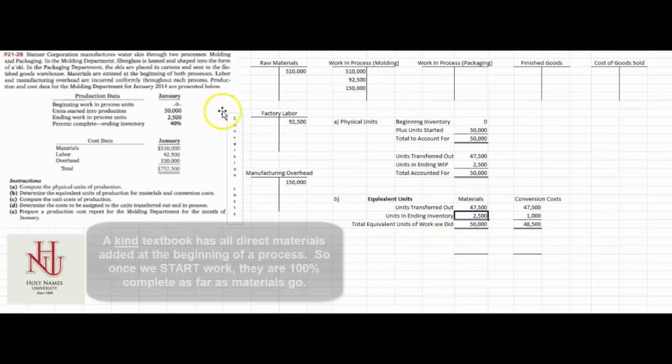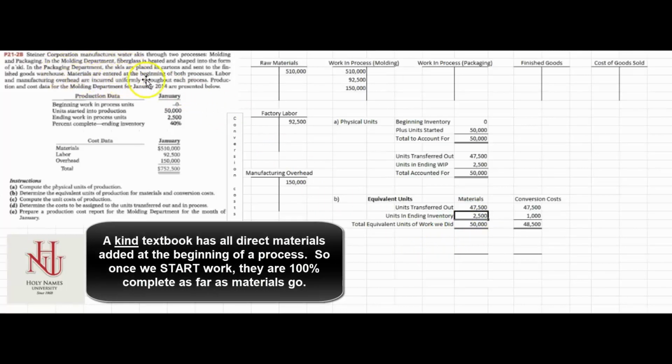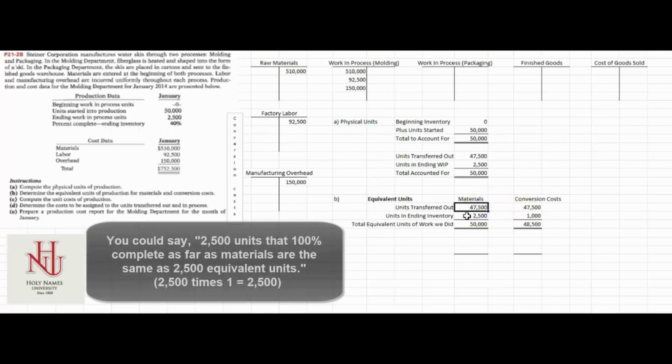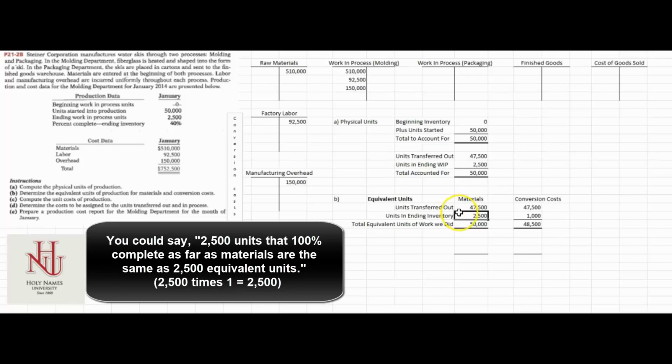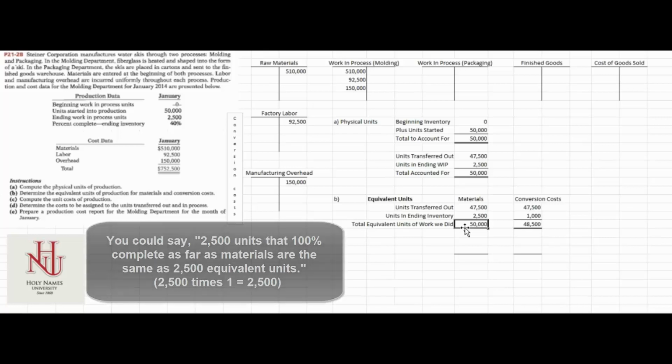Units in ending inventory, it tells us materials are entered at the beginning. So once we add the materials, there ain't no more materials to add. Hence, they are 100% complete as far as materials go. 47,500 transferred out, plus 2,500 units left in inventory that are 100% complete means that we did 50,000 units worth of work as far as materials go.